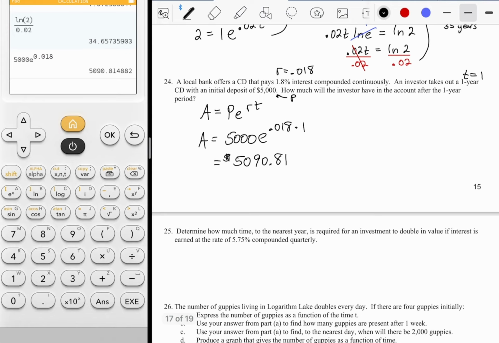How much will the investor have in the account? So they want the full answer, but sometimes they could say, how much would he have earned in interest over the time?